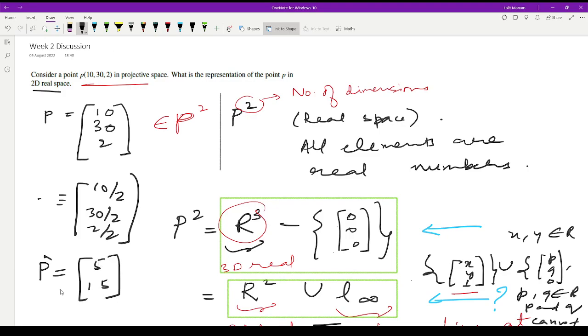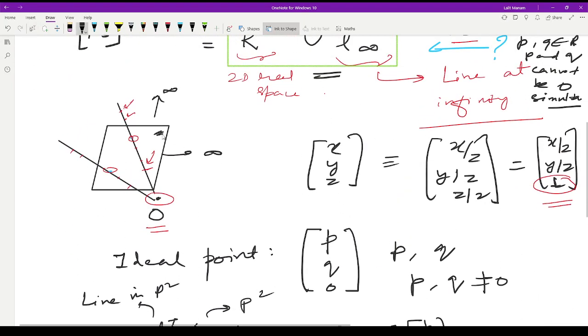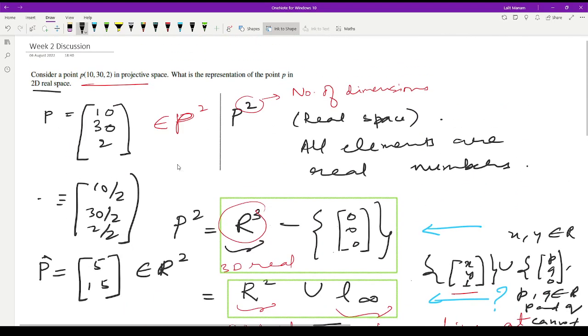Is it fine? So 5, 15 and 1, no, sir. This is in 2D space. This belongs to R2. Okay, sir. So it's as if you are on this plane now. You don't have to specify the third dimension. The question said that you have to specify in 2D real space, so we don't specify the third element as one. That's all.